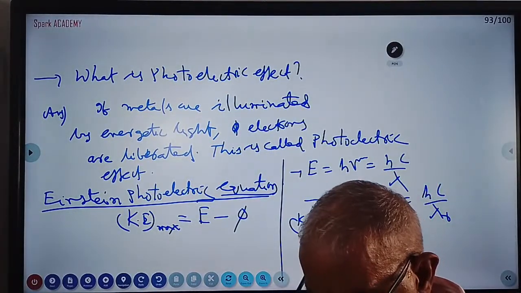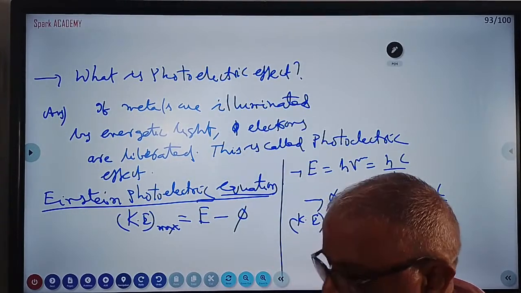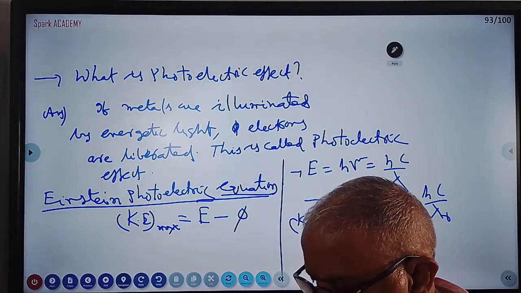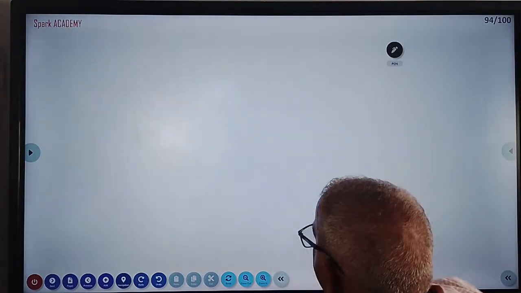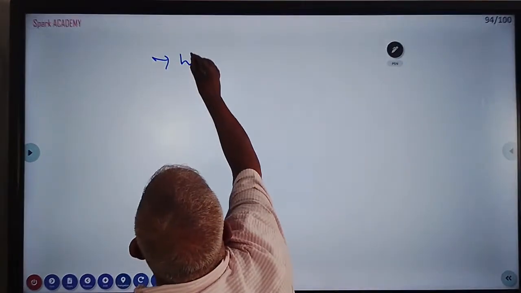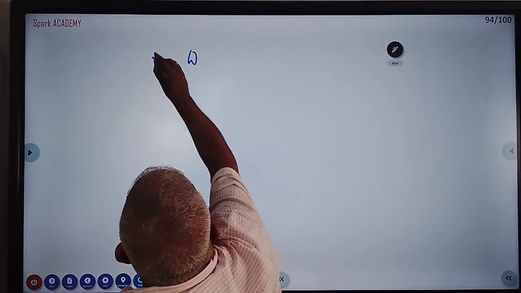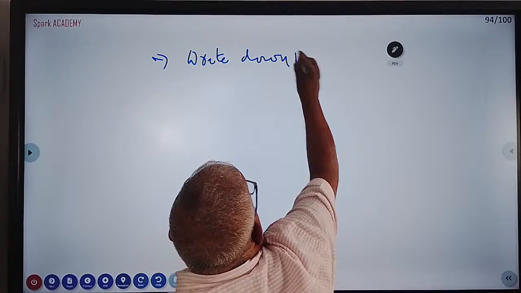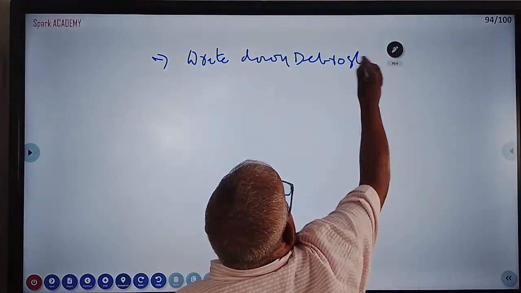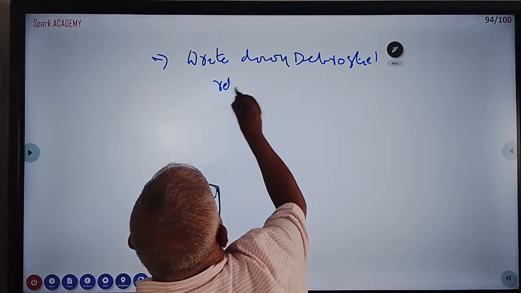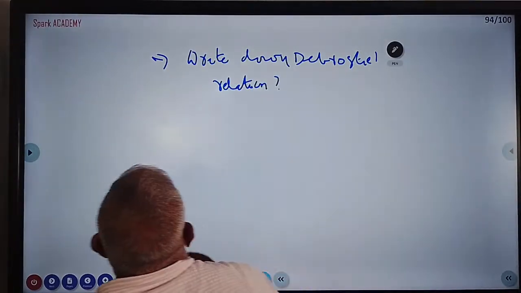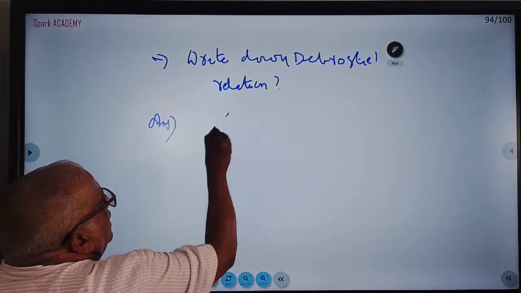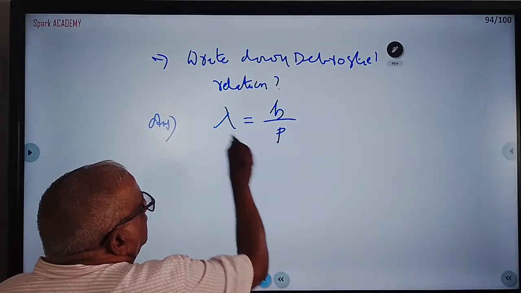Okay, then next, what is de Broglie wavelength? Write down de Broglie's relation. That is important. You are learning it in chemistry and physics. De Broglie relation for matter waves: lambda is equal to h by p.